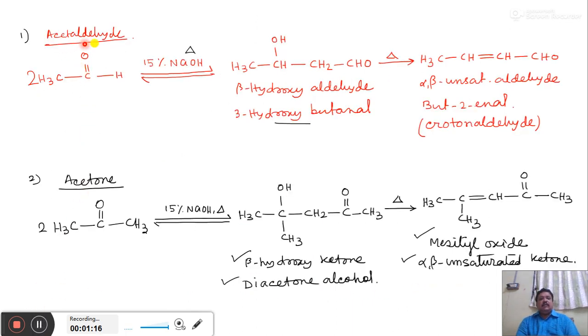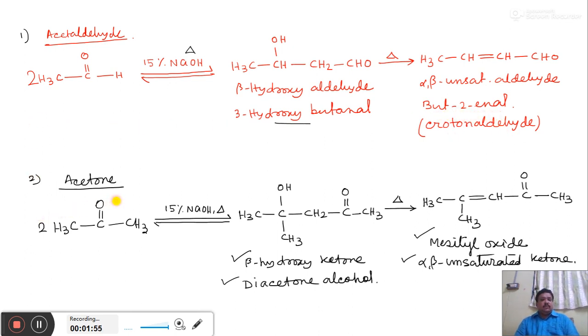Now let us study when acetaldehyde undergoes aldol condensation reaction. Two molecules of acetaldehyde, when they react in presence of 15% NaOH, at first form a beta hydroxyaldehyde compound, whose IUPAC name is 3-hydroxybutanal. On heating, it can form an alpha beta unsaturated aldehyde compound known as crotonaldehyde or butenal.